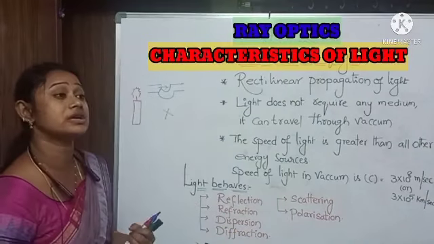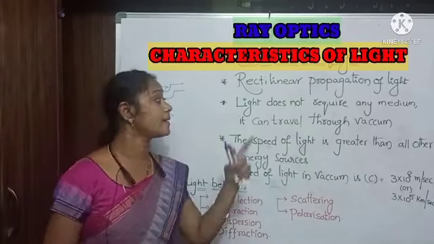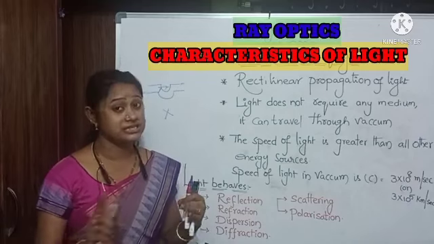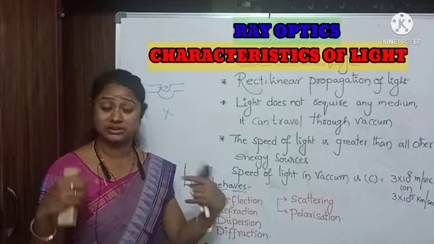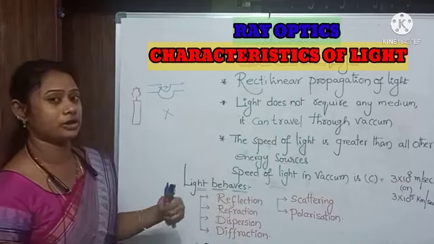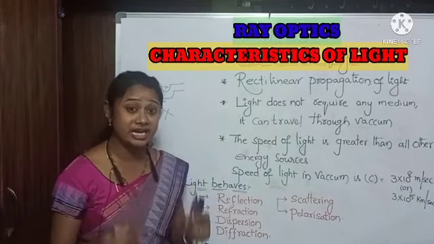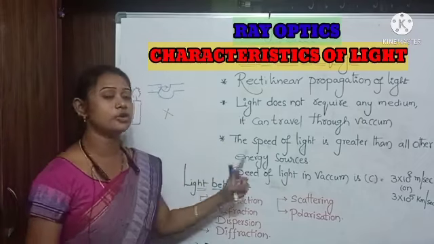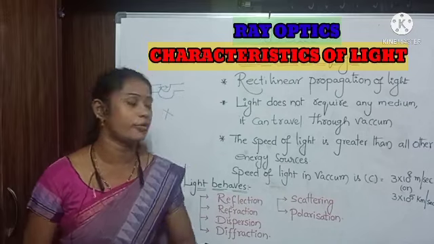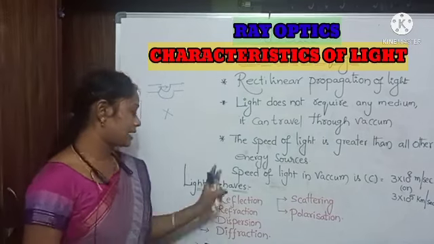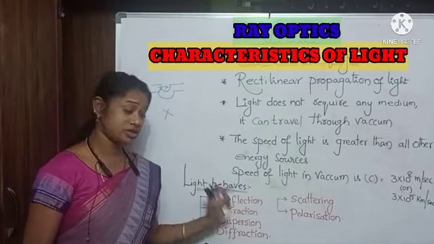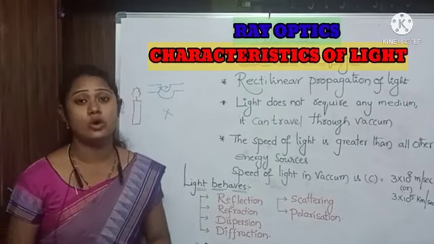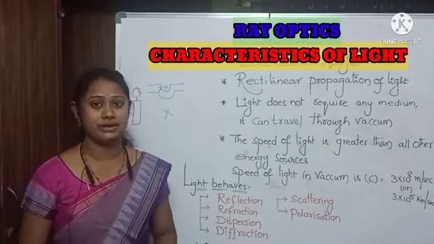First and foremost, light always travels in a straight line. That is rectilinear propagation of light. Next, it doesn't require any medium. It can also travel in vacuum. The speed of light is greater than all other energy resources in the universe. The speed of light is equal to 3 into 10 to the power of 8 meters per second. And light shows reflection, refraction, dispersion, diffraction, polarization, and scattering. These are all the characteristics of light.